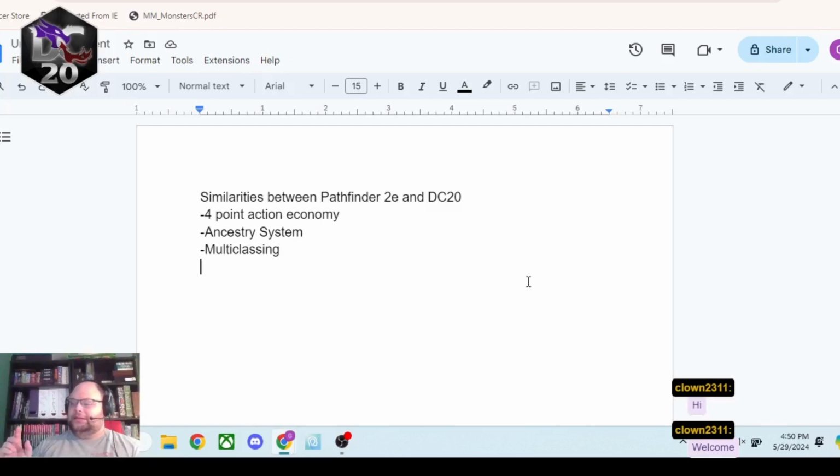But instead of being locked into a feat tree, DC20 is pretty much saying, go pick any class feature that you want from any class, as long as it's level appropriate, based on the level of the talent that you're spending, and grab it. Whatever it is.